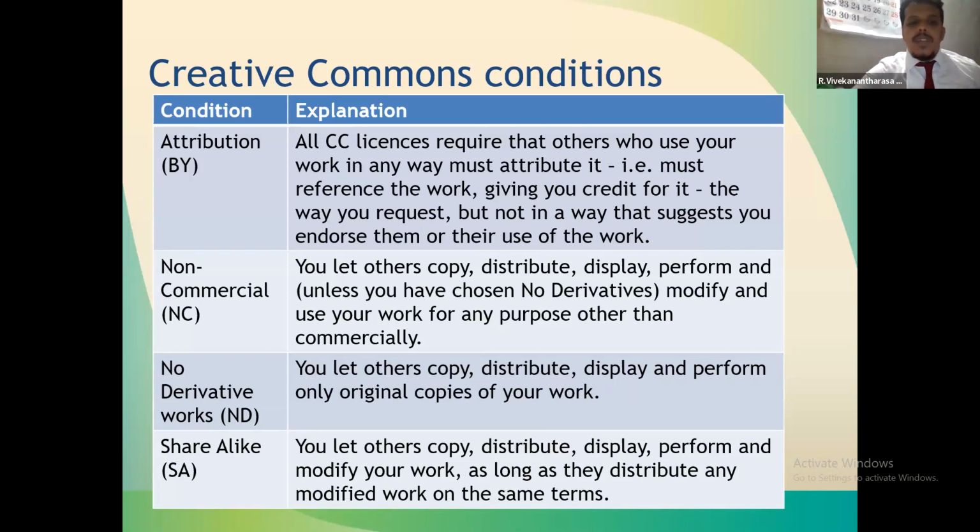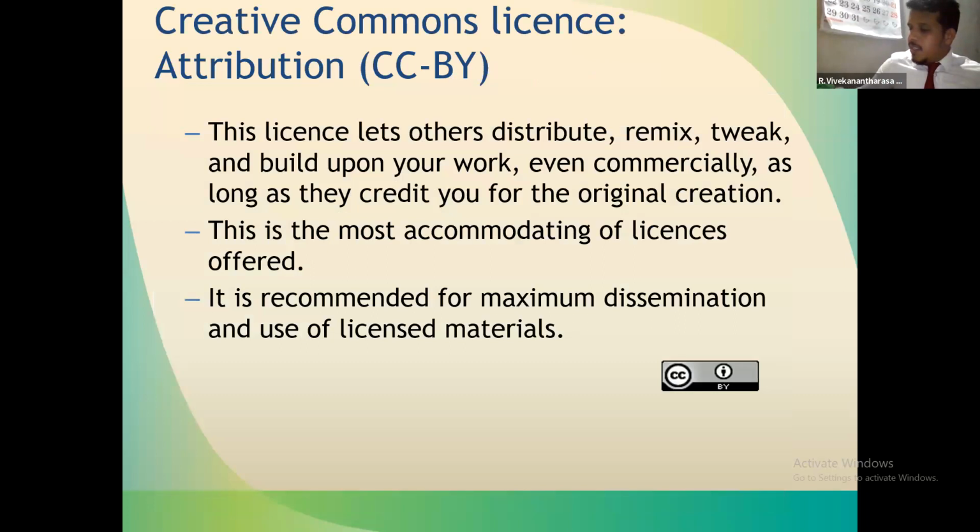Okay. The second one is non-commercial. Non-commercial is indicated by the term NC, and ND is no derivative works, and finally SA is share alike. These are the Creative Commons term explanations. Furthermore, now we can see each Creative Commons license one by one. The Creative Commons license indicated by attribution is CC BY. So that's the first Creative Commons license.